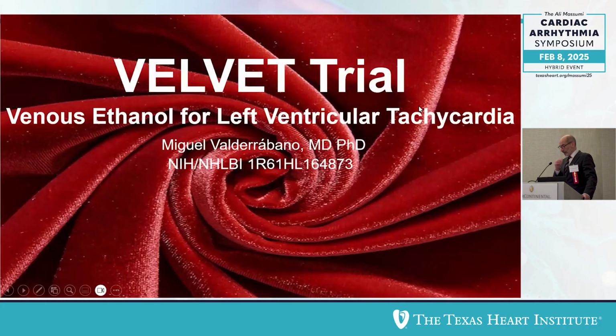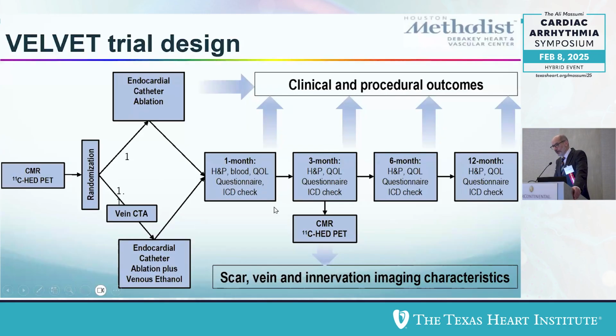This led to the design of the VELVET trial, where we're testing venous alcohol for left ventricular tachycardia. After 2 years of work, we finally got NIH funding, and the idea is to take patients with ischemic heart disease and ischemic VT, and randomize them to endocardial catheter ablation alone or combined with alcohol infusion in the substrate veins. We're going to follow the patients at 1 month, 3, 6, and 12 months with ICD checks. Obviously, the gold standard of the arrhythmia recurrence comes from ICD interrogation, so this is a relatively simple trial to run.